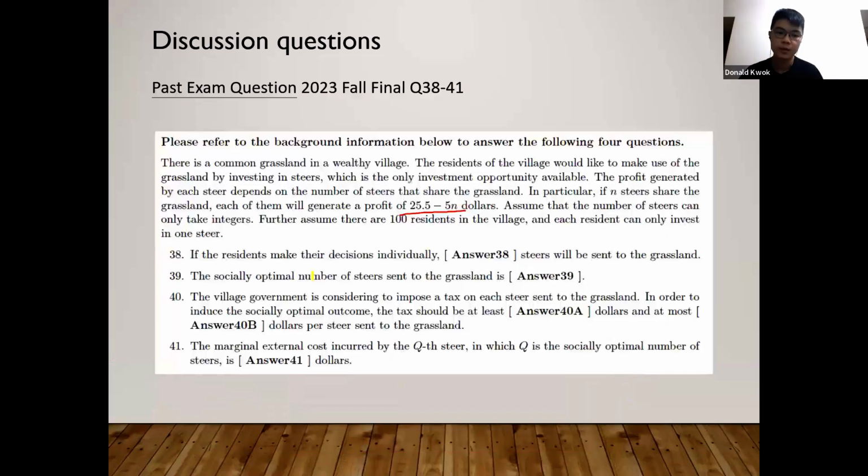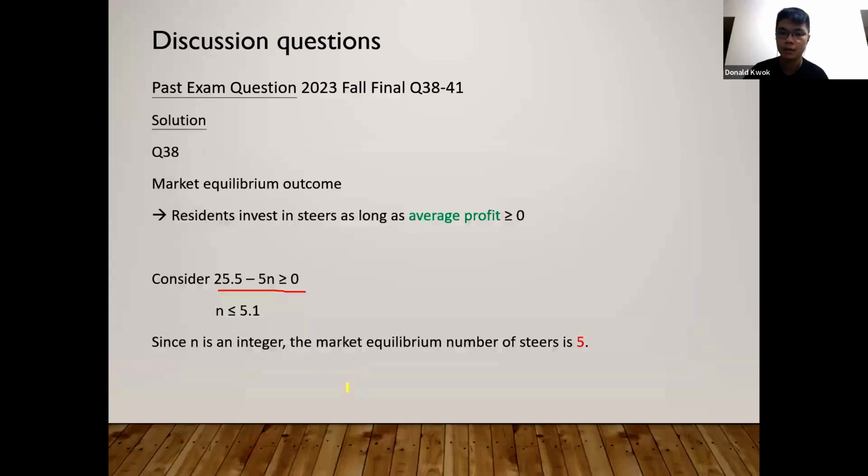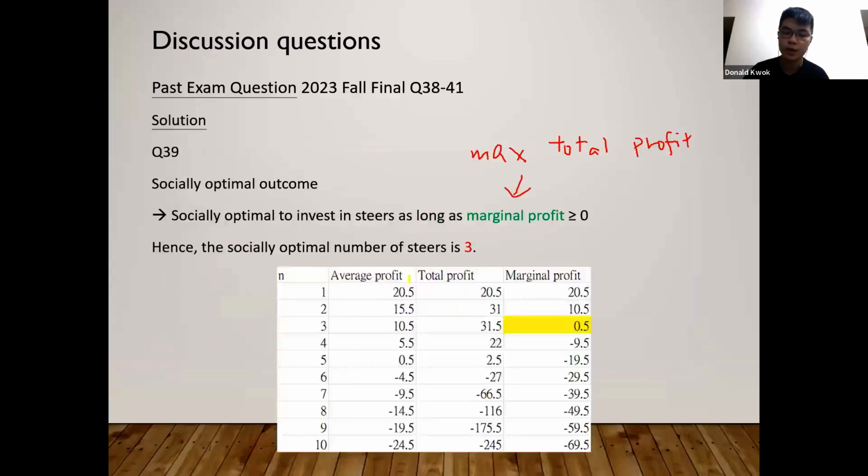And finally, question 41, to find the marginal external cost incurred by the Qth steer, where Q is the social optimal number. Because we have found that the social optimal number is 3, we are going to find the marginal external cost incurred by the third steer. Referring to the table here, if the number of steers is originally at 2, the two residents can earn a profit of 15.5 for each of them.